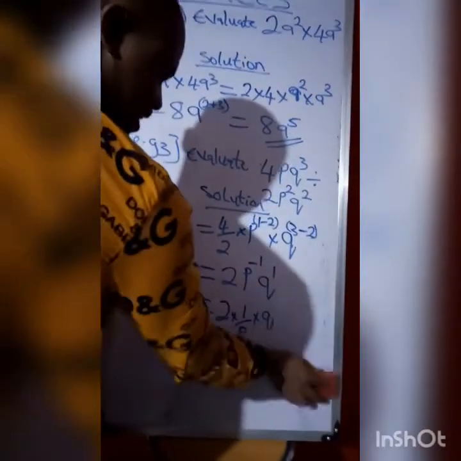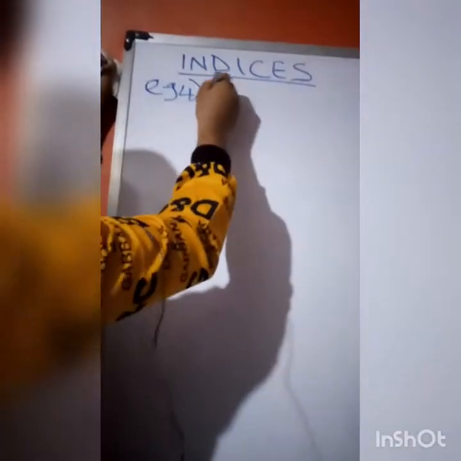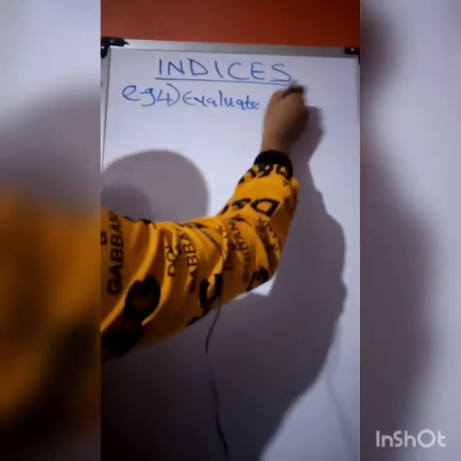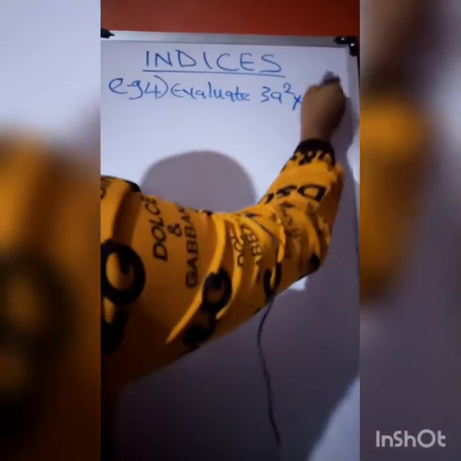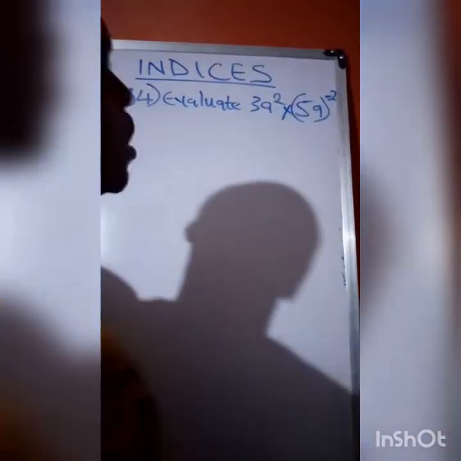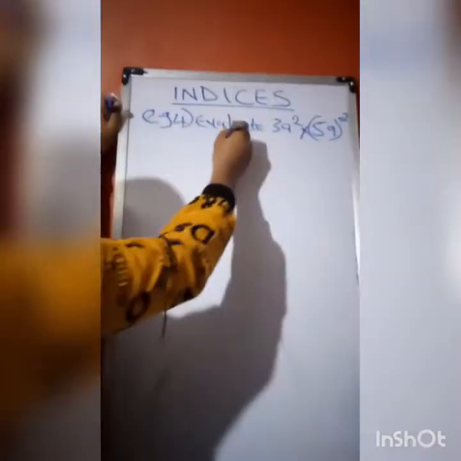All right, we'll take a further example. 4. Evaluate 3a squared times 5a raised to the power of minus 2. All right, now let's do this. Solution.